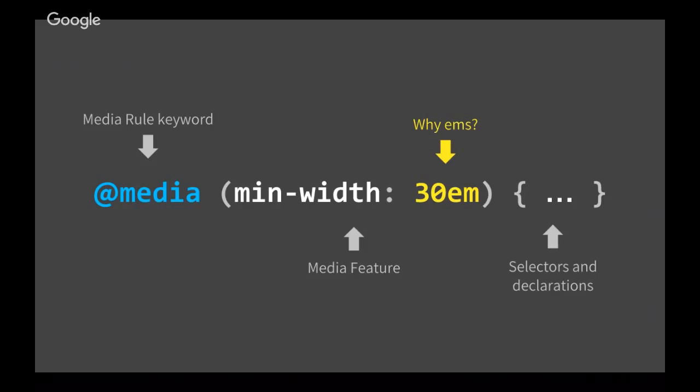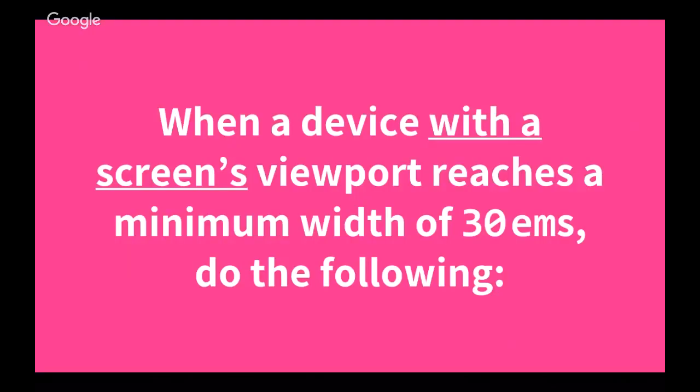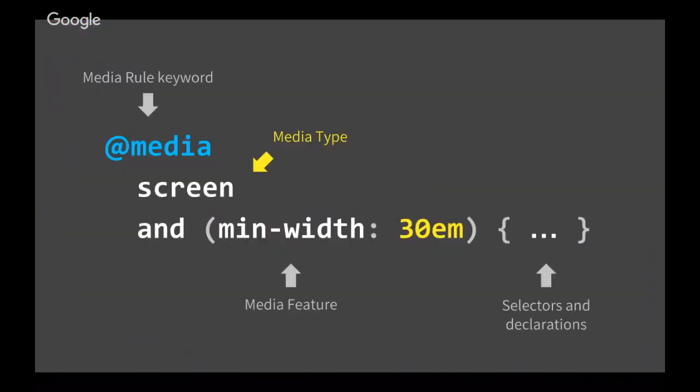So now let's up the complexity a little. When a device with a screen's viewport reaches a minimum width of 30 ems, do the following. So how do we get there? With a media type of screen and a minimum width of 30 ems, apply these selectors and declarations. The media type is a subtle but important distinction. It targets screens. So what other media types are out there?